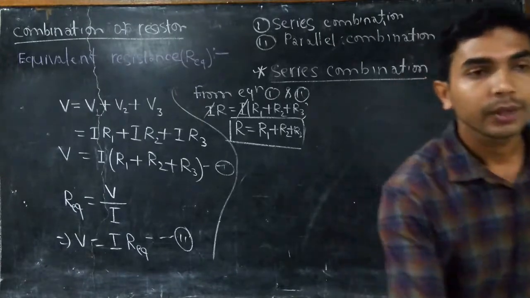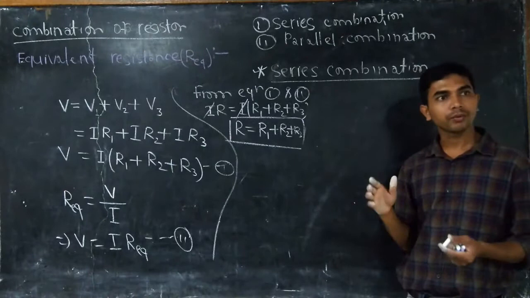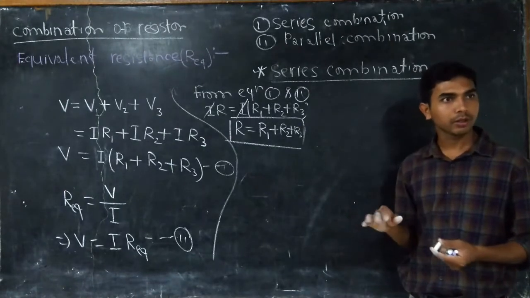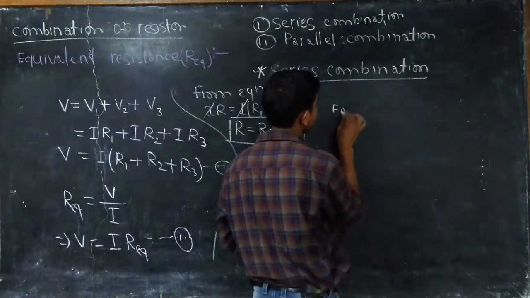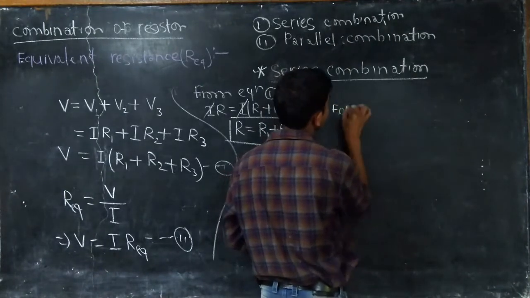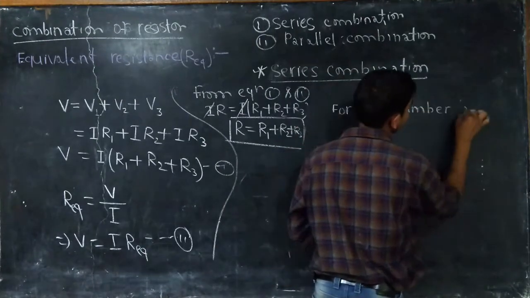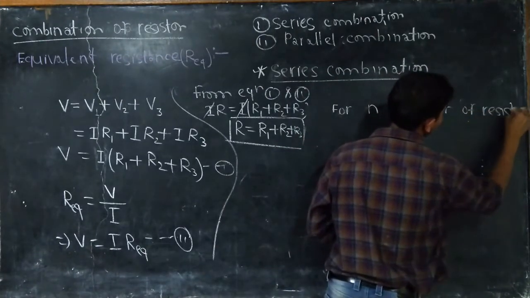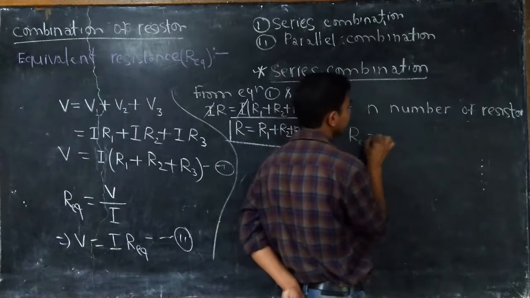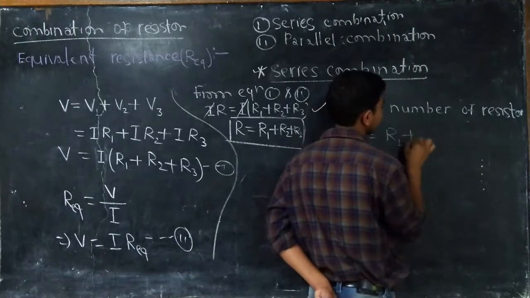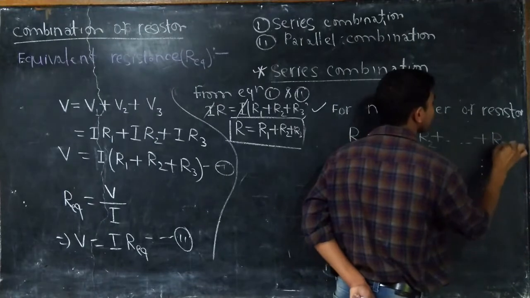Here I have taken only 3 resistors, but this formula is valid for any number of resistors. So for n number of resistors, R equivalent is equal to R1 plus R2 plus up to Rn.